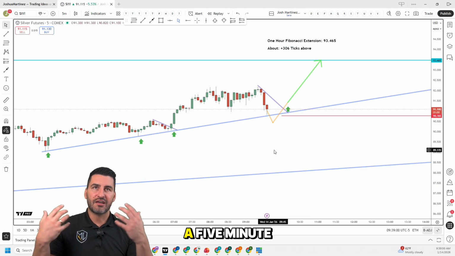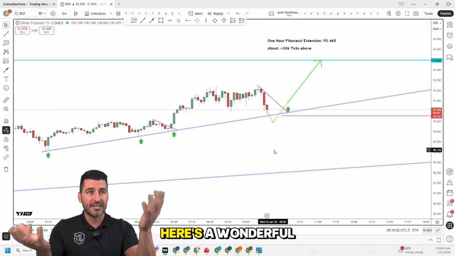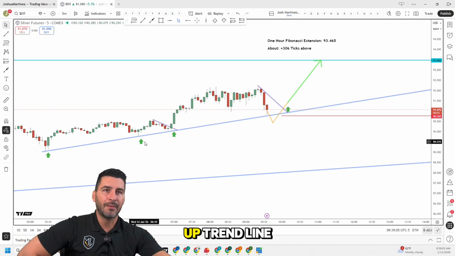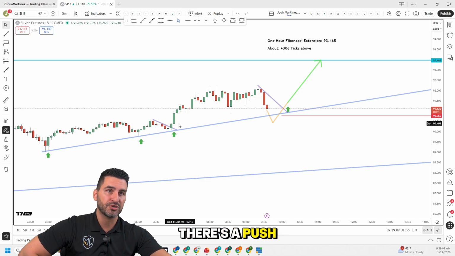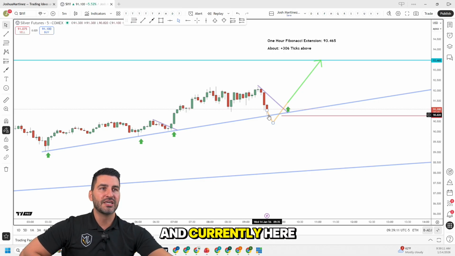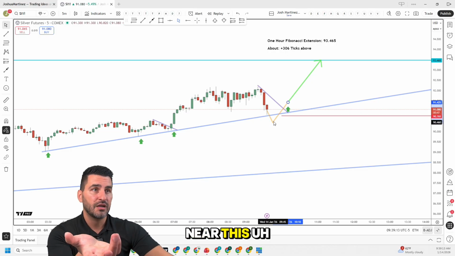So if you go to like a 5-minute time frame, try to find an uptrend. Like here's a wonderful example. This is an uptrend line where the market likes to bounce bullish. There's a push, there's a push, there's a push, there's a push. And currently here we are coming near this uptrend line.